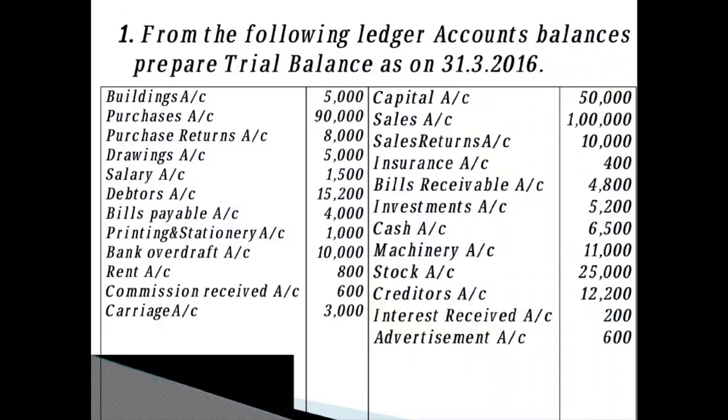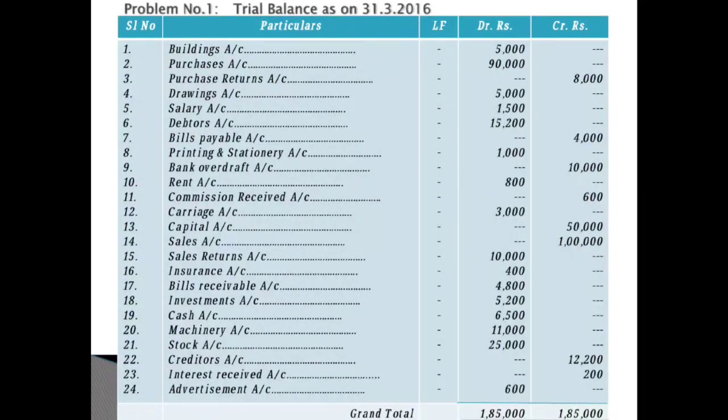The next you have sales returns account, rupees 10,000. Now it is a loss for us, because whatever goods we have sold, they have been returned. So it is a loss. Loss shows which balance? Debit balance. So sales returns account is a debit balance. See, the 15th one, we have recorded sales returns account on the debit side, rupees 10,000.